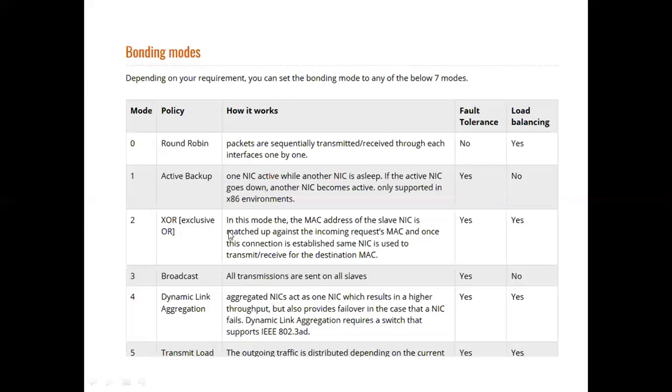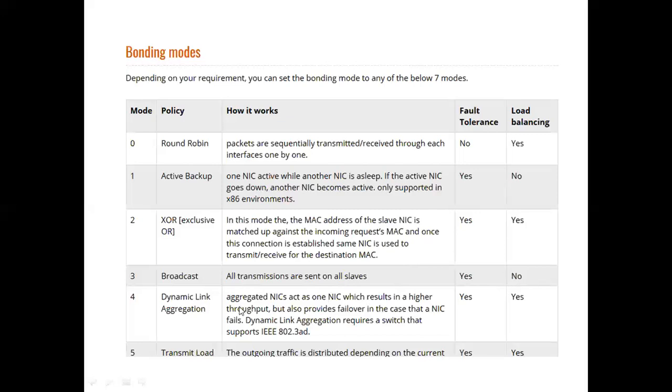And we have exclusive OR. It takes the MAC address of the slave NIC and matches it against the incoming request MAC, and the connection gets established. The same NIC is used to transmit and receive for the destination MAC. So it is totally MAC based, and it supports fault tolerance as well as load balancing. Broadcast: all transmissions are sent to all slaves. Here you get fault tolerance but don't get load balancing.